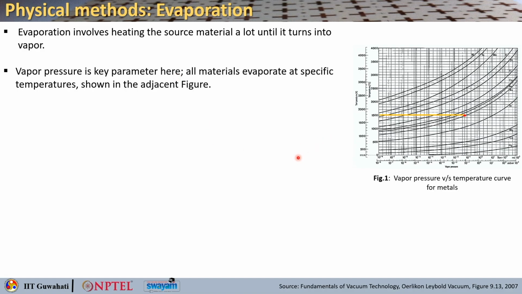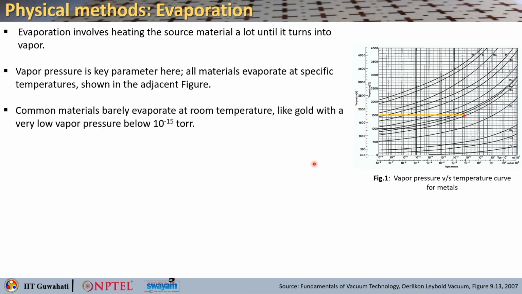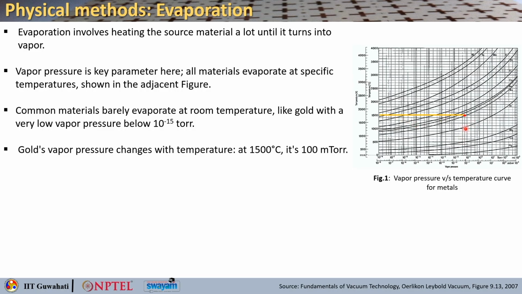So, vapor pressure becomes a key parameter here, and all materials evaporate at a specific temperature. As you can see here, mercury, gold, platinum, I will not read out all of them, but this is the vapor pressure axis and this is the temperature axis. It tells you that common materials will barely evaporate at room temperature because the temperatures here are very high. And for something like gold, if you change the temperature to 1500, then the vapor pressure is something around 100 millitorr.